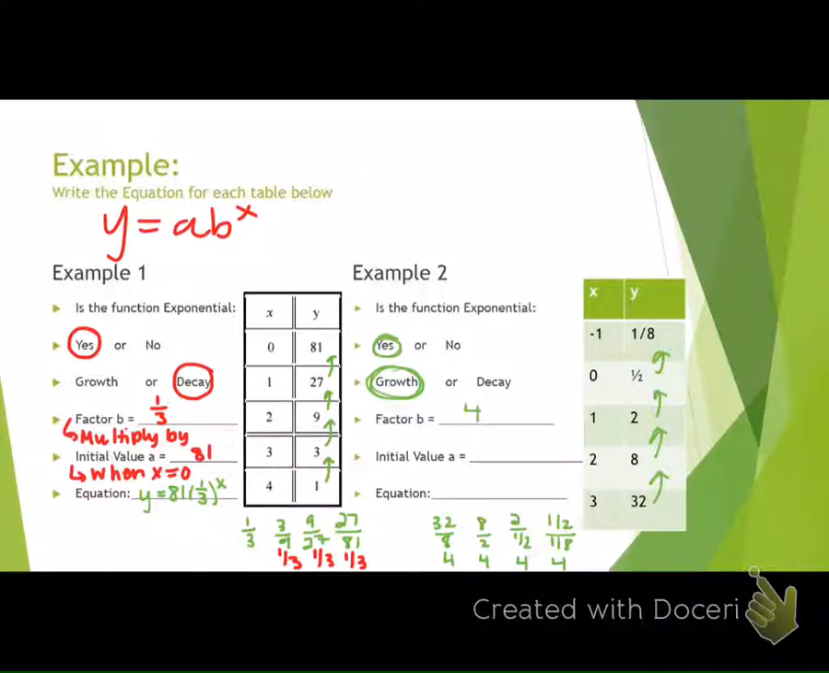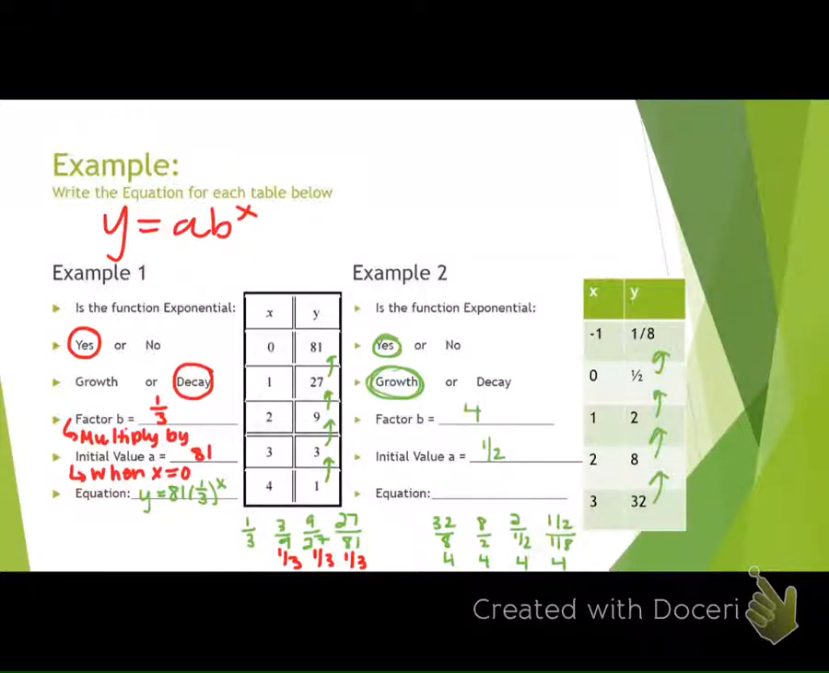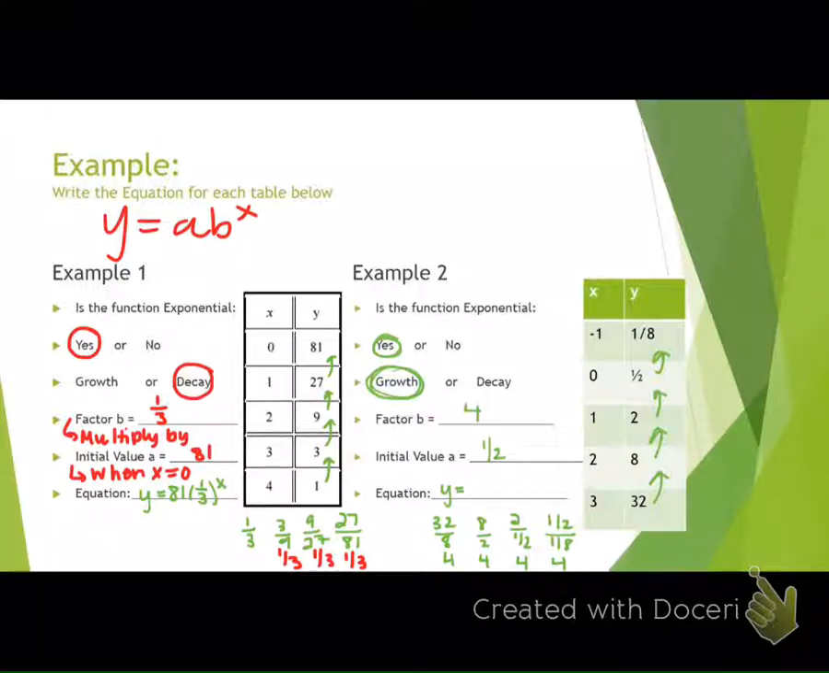One-half. Good. Please do not just tell me it's 1/8 just because it's the first one in the table. It is when x is 0. So that is why it is 1/2. So what is my final equation then, Brian? Y equals 1/2 times 4 to the x. Yep, you need that x there to make it exponential. When the variable is the exponent, it is exponential.